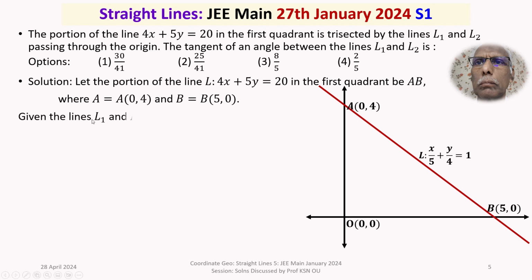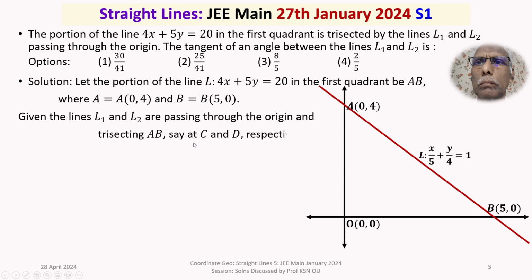Now, given the lines L1 and L2 are passing through the origin and trisecting AB, say at C and D. Let's say L1 passing through origin, trisecting AB at C, so in the ratio 1:2. Now another line L2 passing through the origin, trisecting AB at D in the ratio 2:1. Right. With this information, you can find the coordinates of C and the coordinates of D.